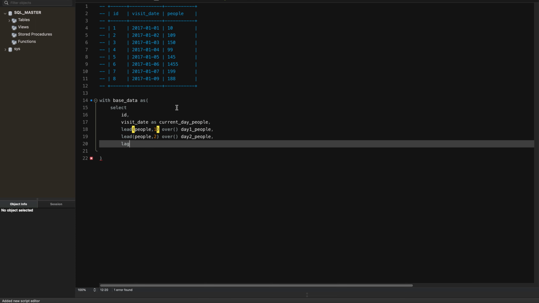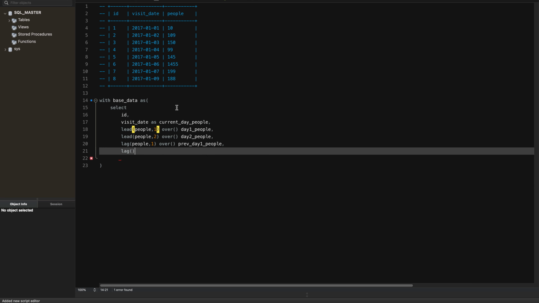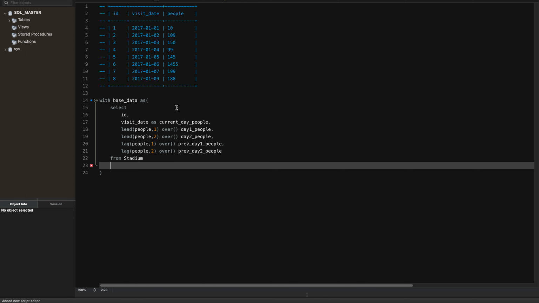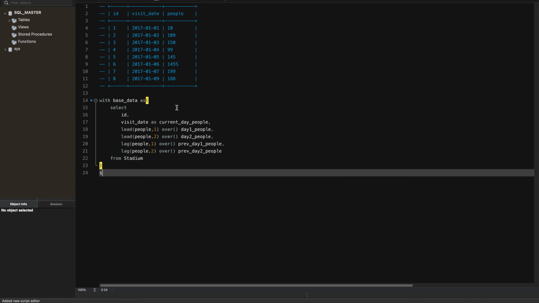For finding previous, we'll use the lag function, lag of people. Lag of 1 will give the previous row. Let's name this previous day 1 people. Similarly, lag of people 2 over, we'll name this previous day 2 people, from the stadium table. Let me select the output from this base data.